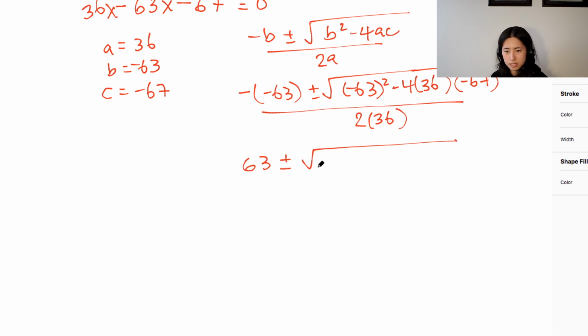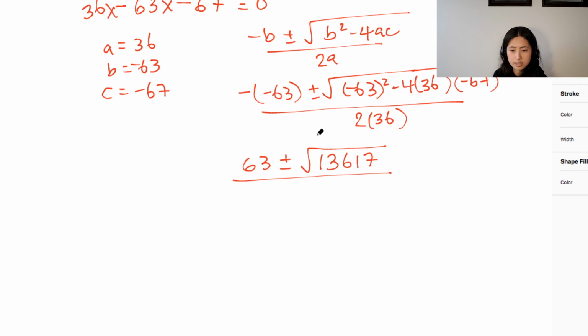So you're going to take negative 63 and square it, and then you have negative 4 times 36 times negative 67. Inside, I'm just plugging this into my calculator without the square root, and I'm getting 13,617. Yeah, this is way too long. And this is going to be over 2 times 36, that's 72. Because you're looking at a quadratic formula, there are two values of x.